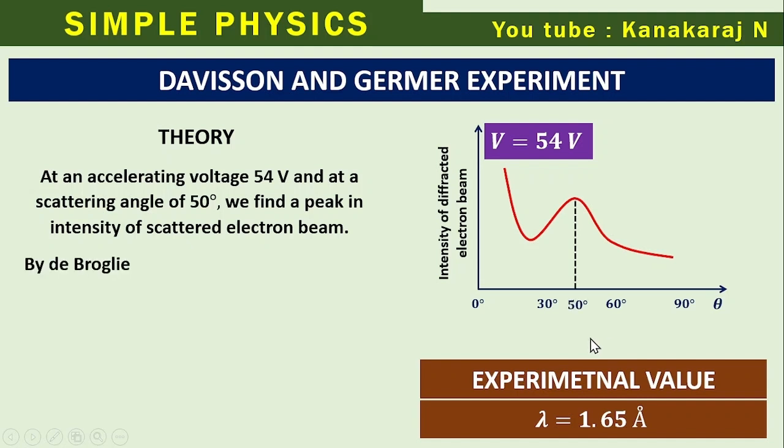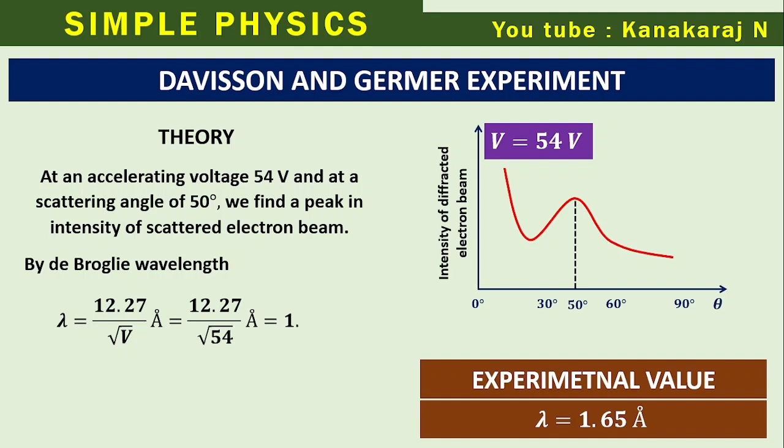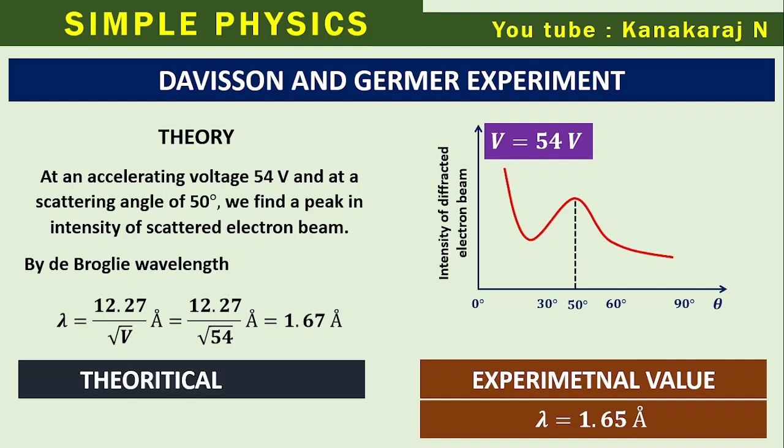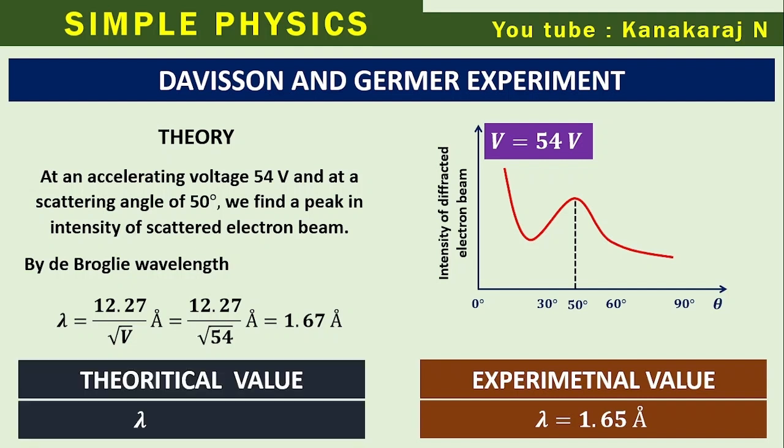By the de Broglie wavelength, lambda equals 12.27 over root V Angstrom. Let us substitute V as 54 volt and simplifying, we get lambda equals 1.67 Angstrom. So the theoretical value is lambda equals 1.67 Angstrom.